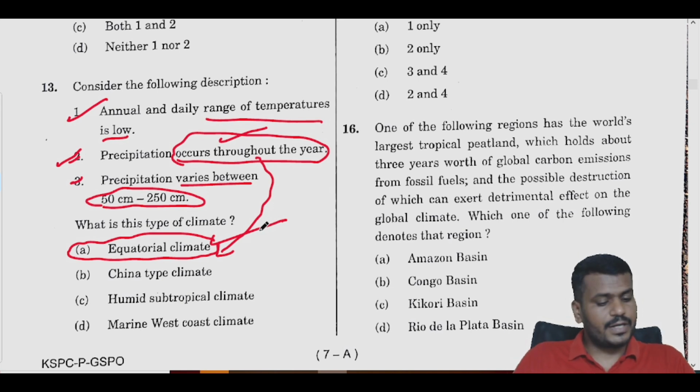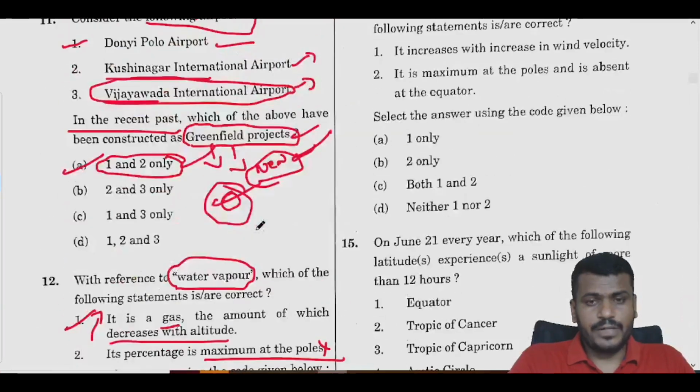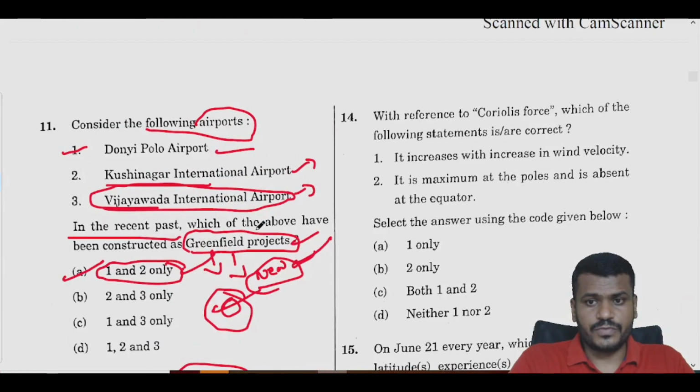This is also a repeated question, guys, and it was already asked. So based on this, if you read properly, then definitely you can answer such questions very easily.